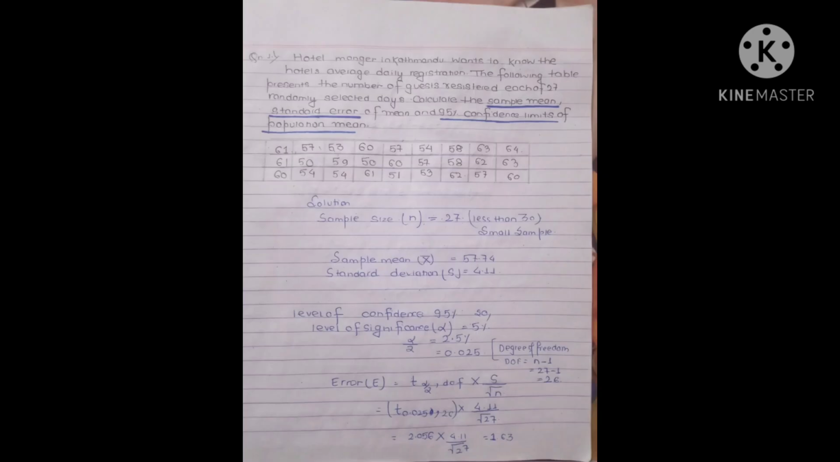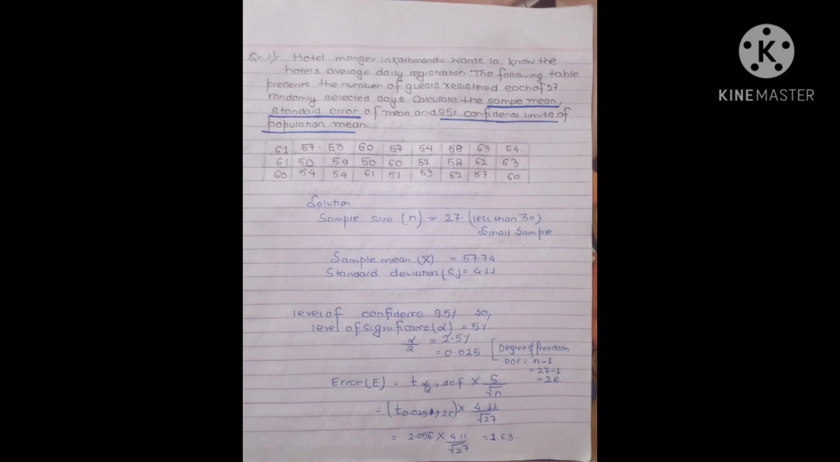After reading the question we understand that the hotel manager in Kathmandu wants to know the hotel's average daily registration, hence the following table presents the number of guests registered on each of 27 randomly selected days. Now we have to calculate the sample mean, standard error of mean and 95% confidence limits of the population mean.